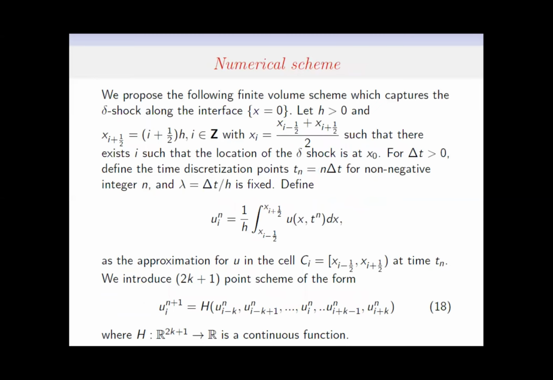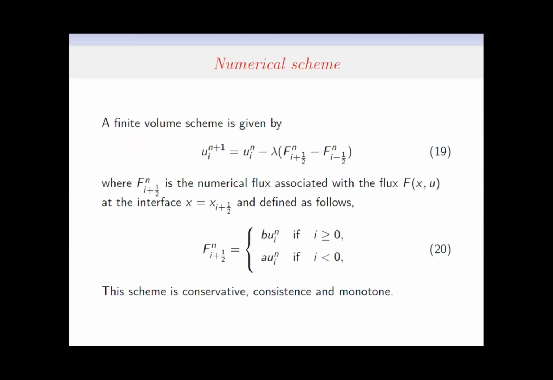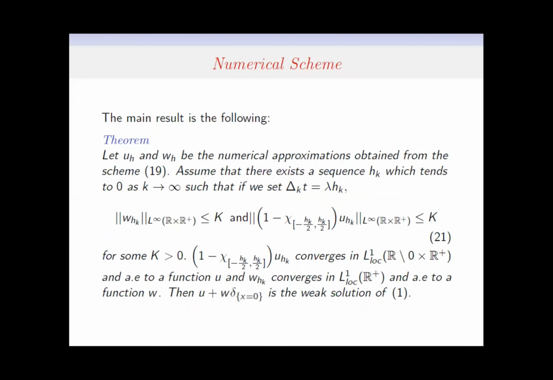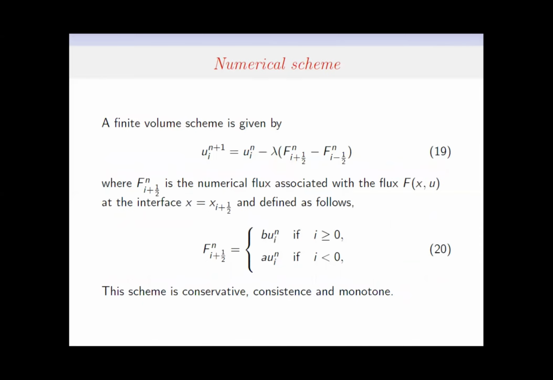Okay, now we come to the numerical schemes. So we propose a scheme, and we can see the final result. What is the final result for the numerical scheme? We define the scheme 19 as follows. A finite volume scheme is given by u_i^(n+1) equals u_i^n minus lambda times (F_(i+1/2)^n minus F_(i-1/2)^n). So F_(i+1/2) and F_(i-1/2) are the numerical fluxes associated to the flux function, and it is given by 20.